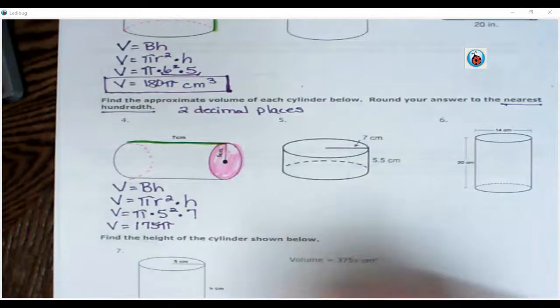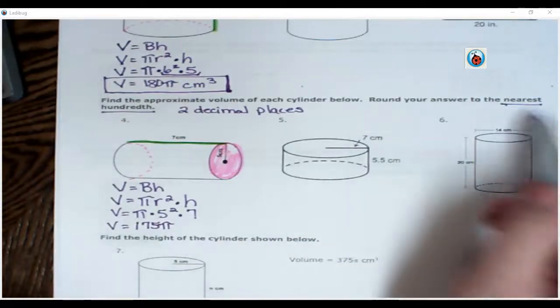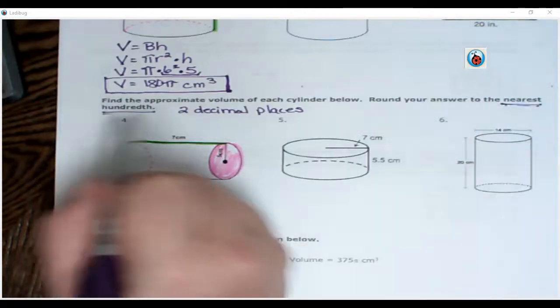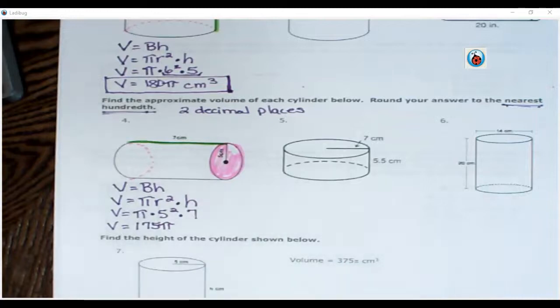Now, did my answer say leave it in terms of pi? If it did, we would be done. But no, remember it says to the nearest hundredth. So now we're going to use our calculator so that way we could use the pi symbol.